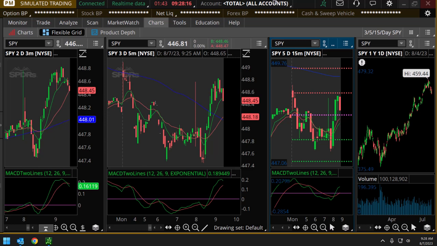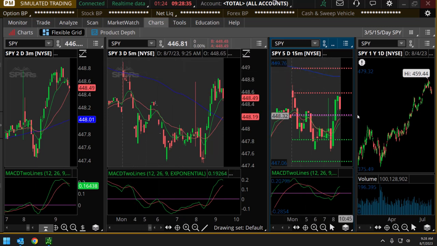Okay, sweetie pie, I think we are back. All right, I got a minute 42 before the market opens. Now, just to explain to you what I got going on this chart here. This is how I day trade SPY options. I've got a 3-minute chart here on the flexible grid. Got a 5-minute chart here, 15-minute chart with pivot points.